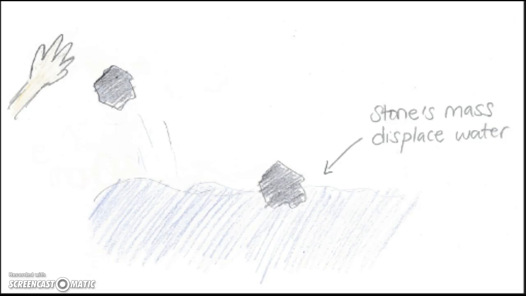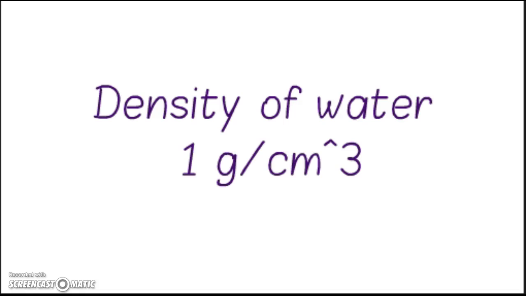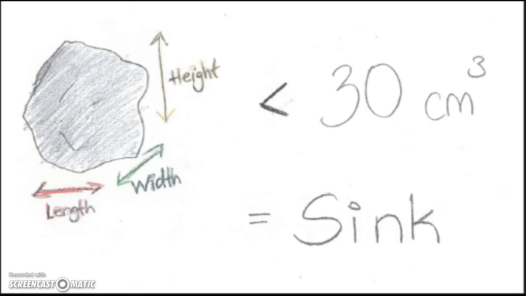When a stone is thrown into water, it displaces some of that water. Let's say the stone has a mass of 30 grams. It can then displace up to 30 cubic centimeters of water. This is because the density of water is 1 gram per cubic centimeter. If the stone has a volume larger than 30 cubic centimeters, it will float. If it's less, it will sink.